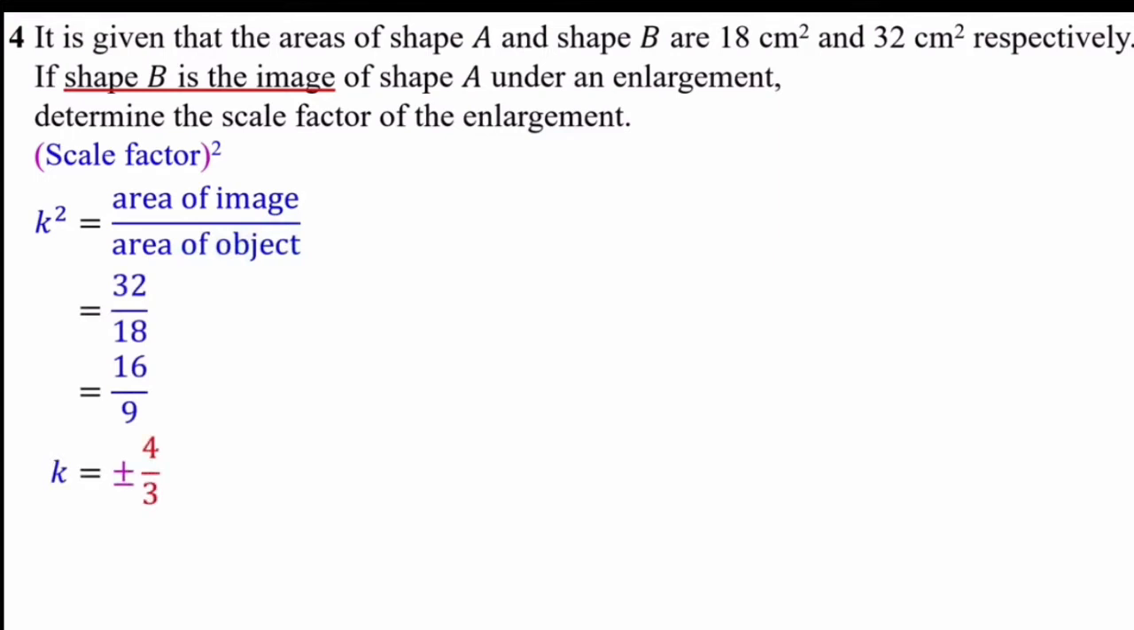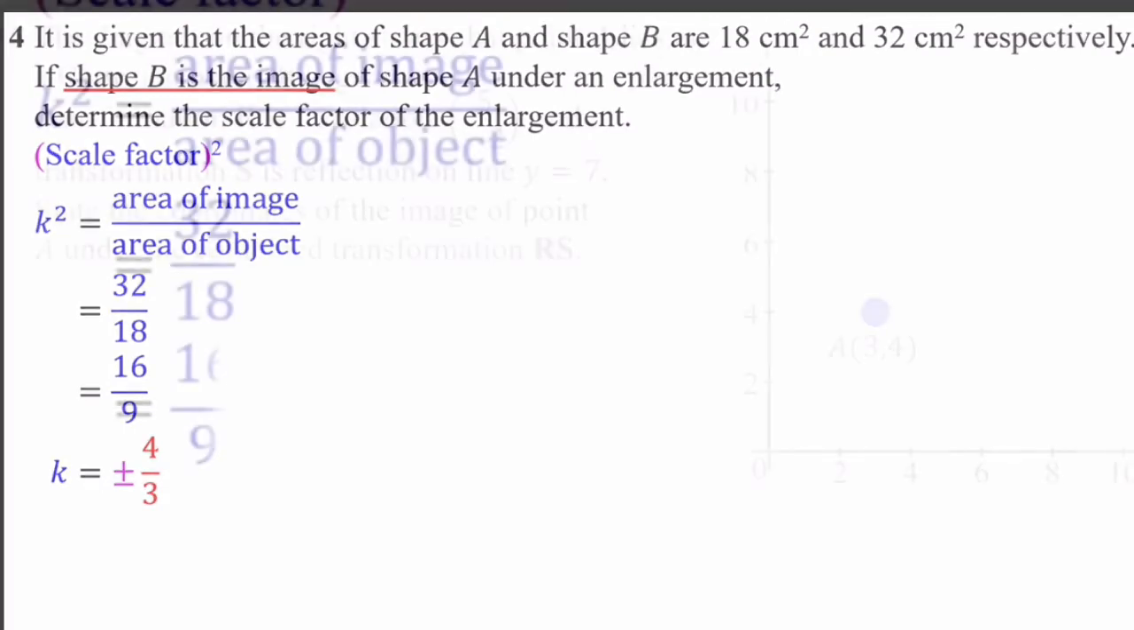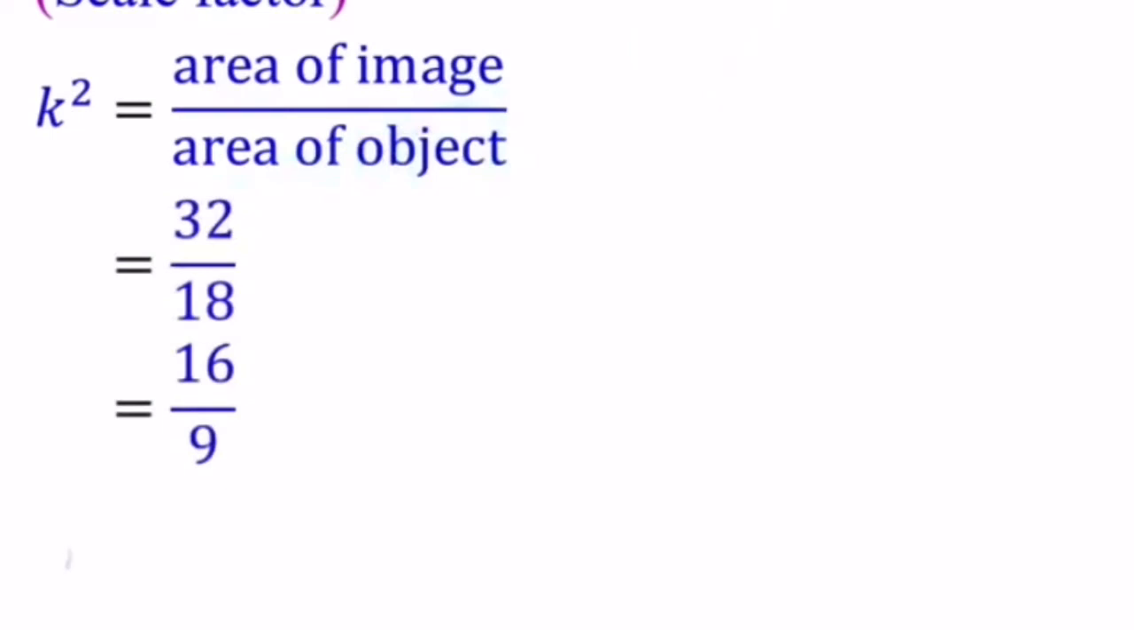Therefore, we can find the k. So we have positive and negative. If we square root 16, we have positive, negative 4. Same also for 9, we will have two values, right? So the answer should have positive and negative values. As you know, if negative, the object and image will be at opposite sides of the center of enlargement. If positive, they will be at the same side of the center of enlargement. Alright, let's proceed to the next question.